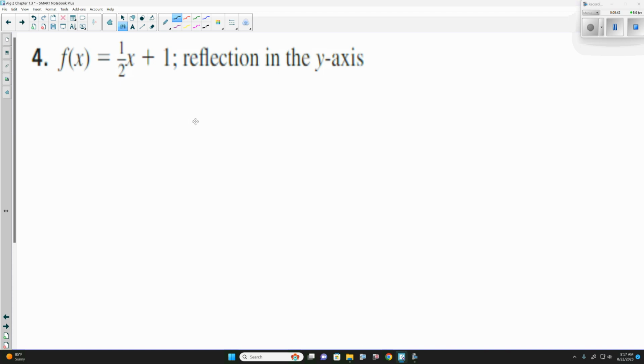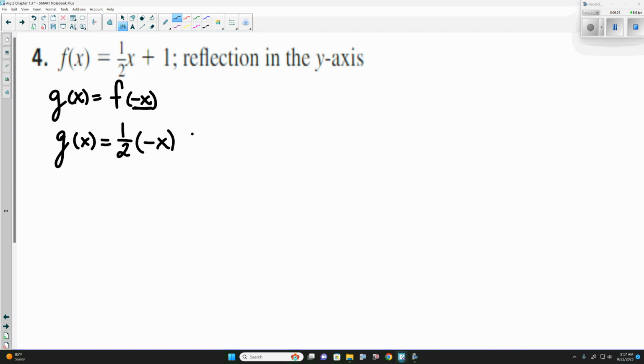Now this one here, we want to reflect this function in the y-axis. Again, I'm going to call it g of x. And this would indeed have a vertical shrink of the original function, parent function. Since we're talking about the y-axis, we have f of negative x. Now this time, unlike the one we just did previously, we have to replace every x with negative x. So we'd have 1/2 parentheses negative x plus 1.